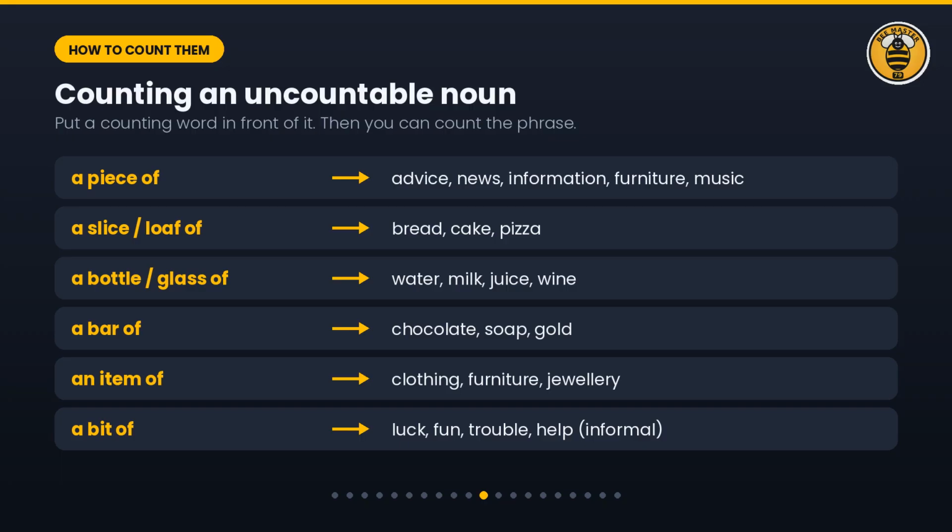A slice of or a loaf of works with bread, cake, and pizza. A bottle of or a glass of works with water, milk, juice, and wine. A bar of works with chocolate, soap, and gold. An item of works with clothing, furniture, and jewelry. And a bit of works with luck, fun, trouble, and help, though that one is informal.